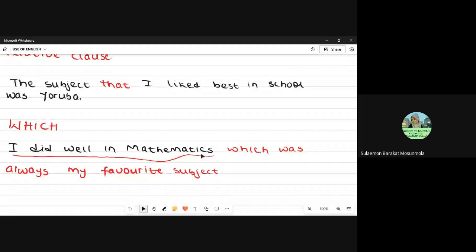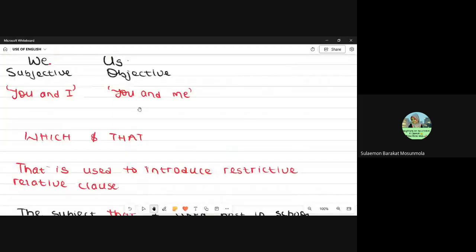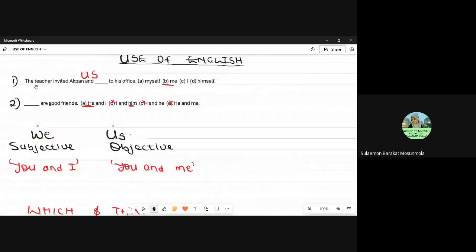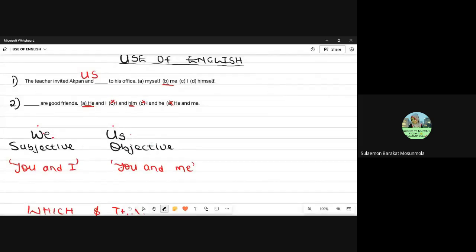For those that joined the class late, we've looked at this question before I started explaining pronouns today. We looked at "The teacher invited Akpan and dash to his office," and we picked "me" as the option. Why did we pick "me"? Remember these 2 rules that I gave: we and us, subjective and objective. If "we" can fit in the gap, then you should use "you and I." If "us" can fit in the gap, then you should use "you and me."